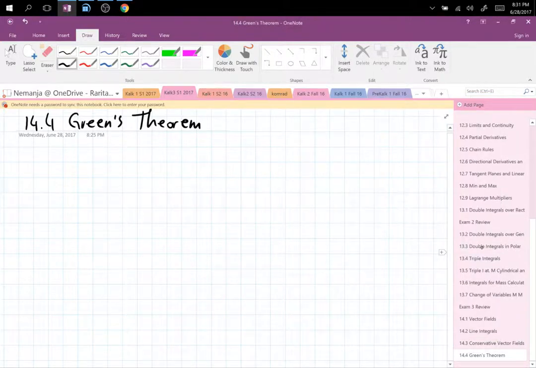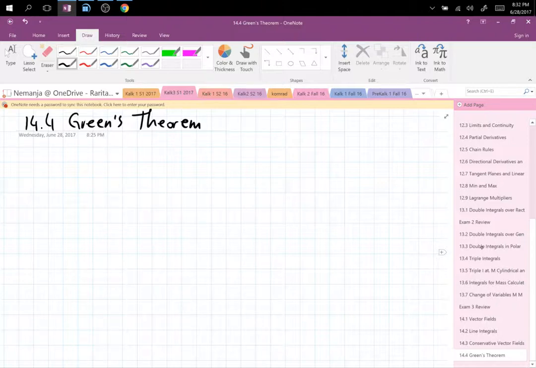Hello and welcome back to Calculus 3 for one last time. This is it, Green's theorem. We're going to look at what is also known as the fundamental theorem of calculus for line integrals. We have two versions. There is the circulation form of Green's theorem, and then there is the flux form of Green's theorem.